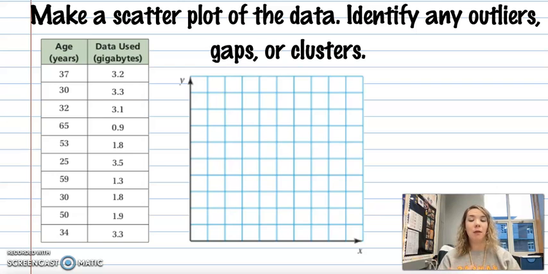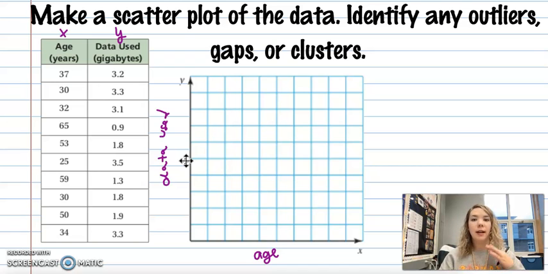So step 1 is to label. This is: make a scatter plot of the data, identifying any outliers, gaps, or clusters. We're also going to talk about what those three things are. It looks like we are dealing with age. Remember, in a t-table, age, or whatever's on your left, is your x variable, and this is your x-axis. So we have age down here. And then our y-axis, in this case, is data used in gigabytes. So age and then data used. Those are already labeled for you on your graph, but we do think it's important that you start to recognize how they got there.